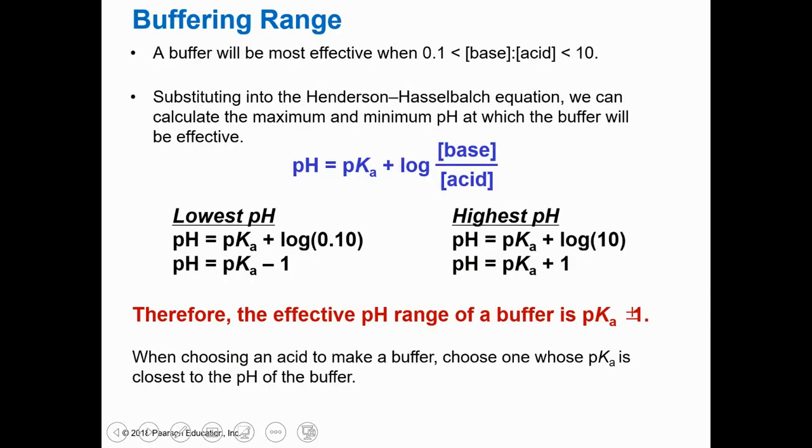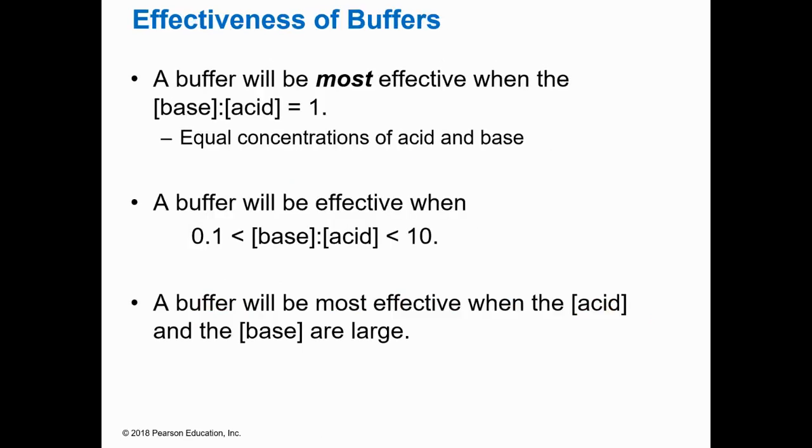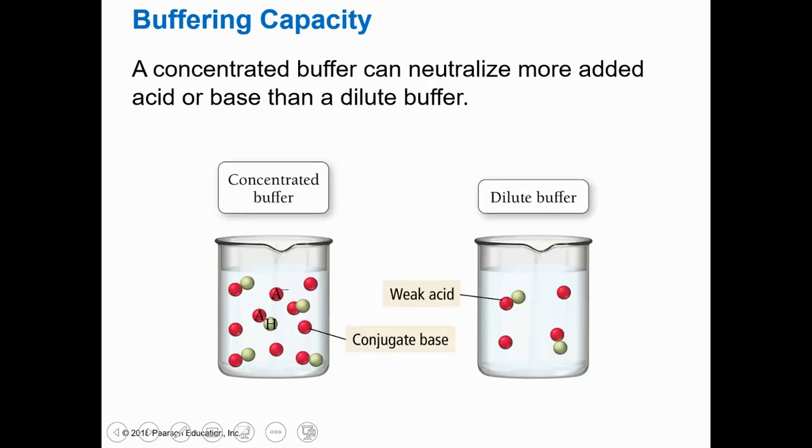All right, so here's our Henderson-Hasselbalch. Again, our effective range is within plus or minus 1 of your pKa. Okay, a buffer is most effective when the concentrations of your acid and base are equal. Okay, also it's most effective when you've got large amounts of acid and base. I know those aren't red, but those are important. Okay, so here we're talking about buffering capacity. Notice if we have a very concentrated buffer, like the picture on the left, it's easier for that to combat an acid coming in than it would be for the diluted buffer because it doesn't have as much of it.